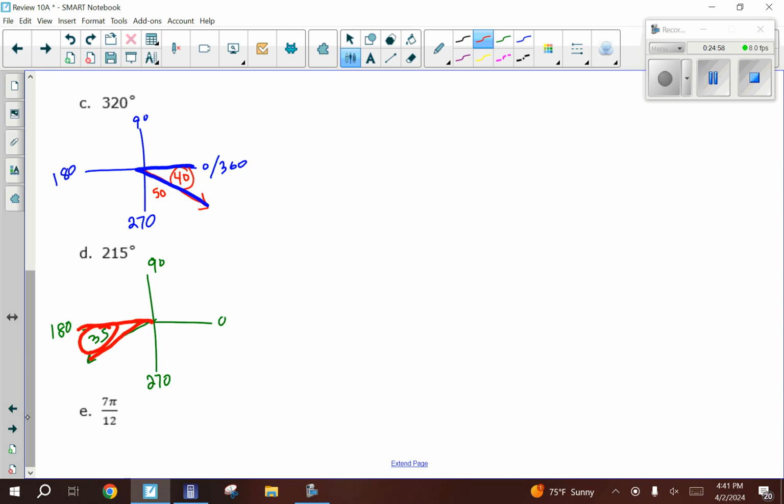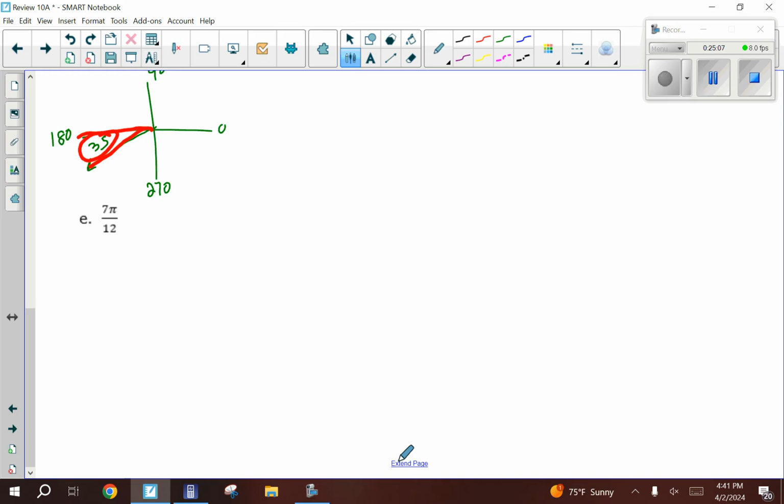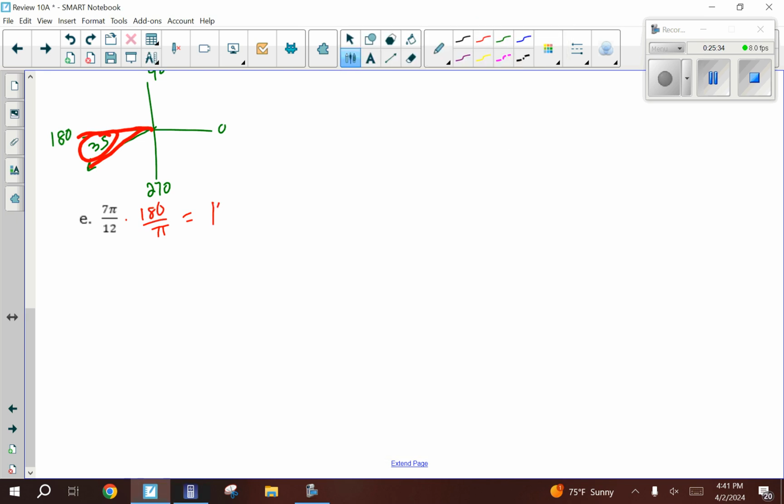So it's 35 degrees. Once we start getting into problems that have pi's in them, we're going to convert them so that they make a little bit more sense in how to graph them. So I'm going to multiply by 180 over pi. Let's make it make sense. So 7 over 12 pi times 180 over pi. So this is really saying to graph 105. Okay, that's not too bad.